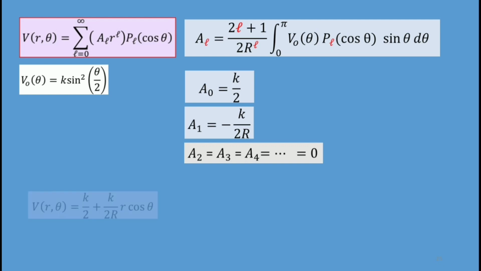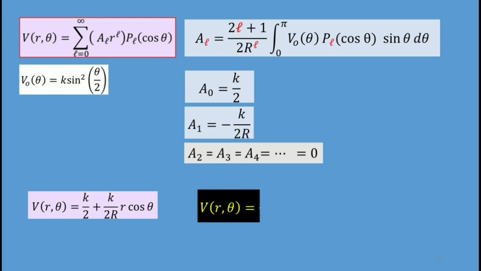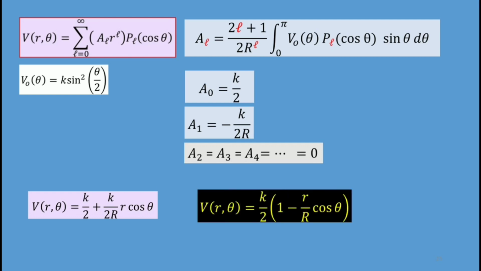So V of r theta will be k upon 2 plus k upon 2r into small r cos theta. So by taking k by 2 common, we have 1 plus small r upon r cos theta. This is the required answer to this problem. Okay, A1 is negative k upon 2r, right? So this will be minus, sorry, negative. This is right. Okay, so k upon 2 times (1 minus small r upon r cos theta). This is the required answer to this problem.